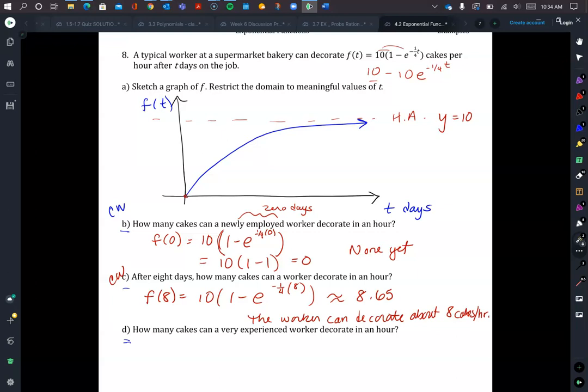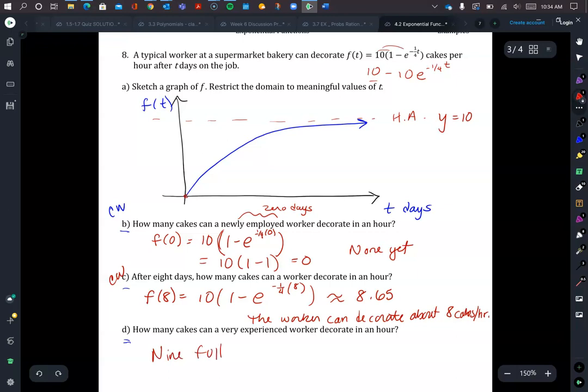Okay, so for D, how many cakes can a very experienced worker decorate in an hour? And we can see from our little graph that we're approaching 10 cakes, but we never quite get there. So even someone who's been doing it for a long time, it would be almost 10 cakes. So we would say 9 full cakes, and you can just use your graph to help you with that, because we have this asymptote here.